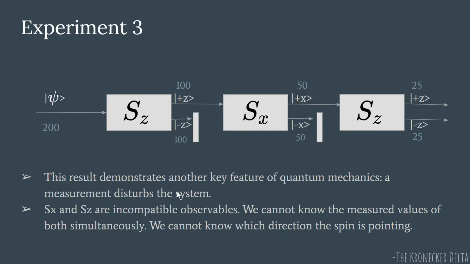Okay, having said this, there are some observables, some operators, that actually commute. That is, you can know their values simultaneously. But here, the measurements we are doing, Sx, Sz, or if we had Sy, any orthogonal pair like this, are incompatible observables. So we cannot know the measured values of both simultaneously. Okay.